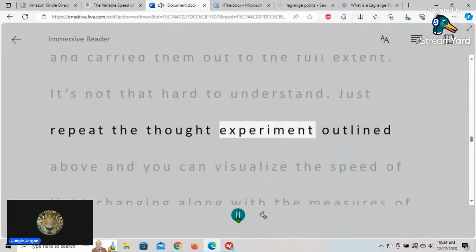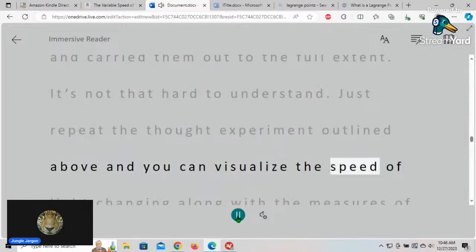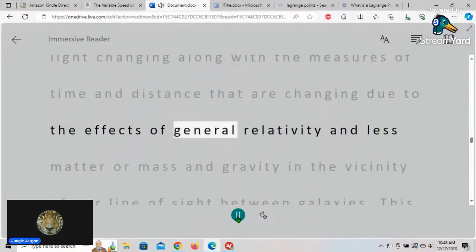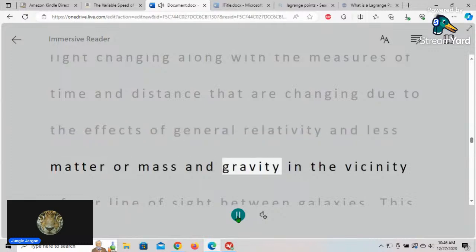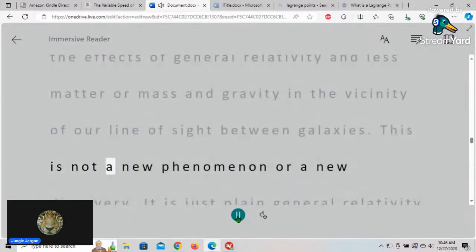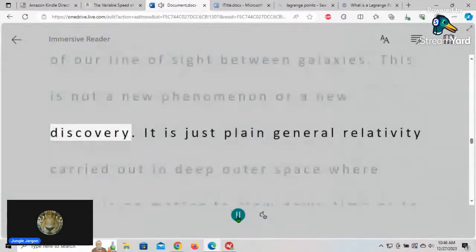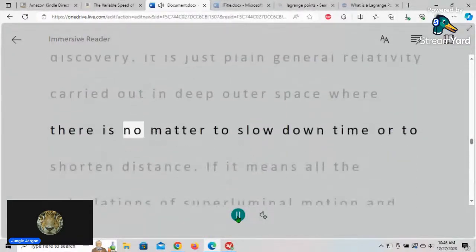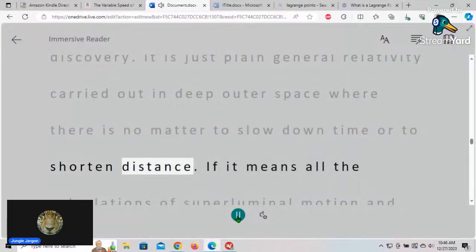Just repeat the thought experiment outlined above and you can visualize the speed of light changing along with the measures of time and distance that are changing due to the effects of general relativity and less matter or mass and gravity in the vicinity of our line of sight between galaxies. This is not a new phenomenon or a new discovery. It is just plain general relativity carried out in deep outer space where there is no matter to slow down time or to shorten distance.